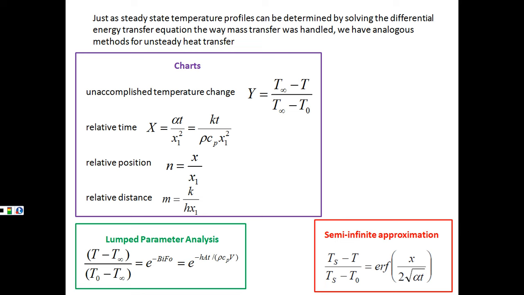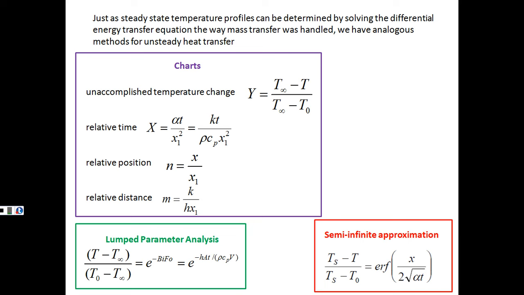Now, it turns out that we have different ways of handling that. Remember, if we have a very small Biot number, we can use a lumped parameter analysis. And this is kind of a shortcut method. So we recommended always calculating the Biot number first to see if you can just apply this equation alone to solve for your unaccomplished temperature change. Or you could solve for T if you wanted to solve for T. But this was pretty much a shortcut method where you don't have to rely on charts and the approximation of the charts if we have a very small Biot number.